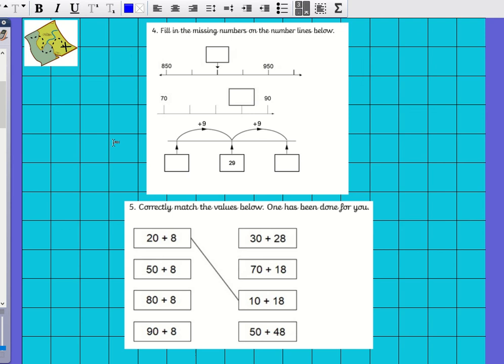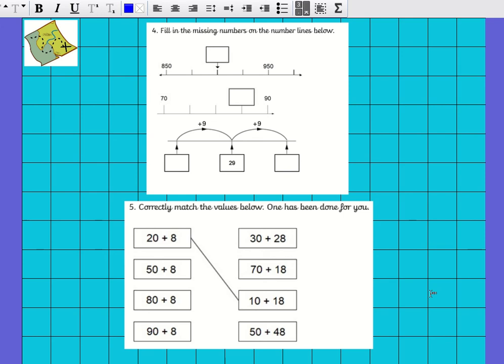Question 4 says, can you fill in the missing numbers on the number lines below? There are 3 different number lines, and you need to work out which numbers are missing in the boxes. On this one, what number should be here? You can see you've got 850 there, and 950 there. What number should go there? On this one, we've got 70 here and 90 here. What number should go there? And this one's slightly different because we've got a bit more information above. It says this number here is 29, but they're telling us that we need to add 9 there, and add 9 there, and you now need to work out what those numbers are, okay?